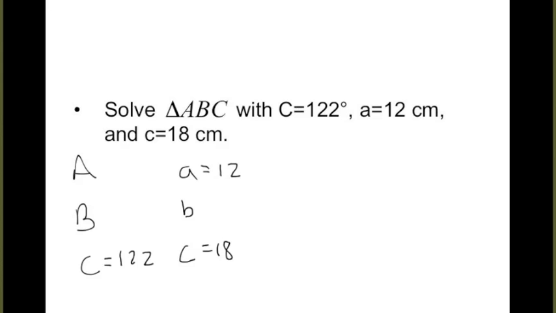So I do not know two angles, so I can't subtract from 180. So the first thing I have to do is use exactly what I'm given to find another angle. I do know both parts of one letter, so I can set up my law of sines. So I'm going to set up sine of 122 over 18, both parts of letter C.